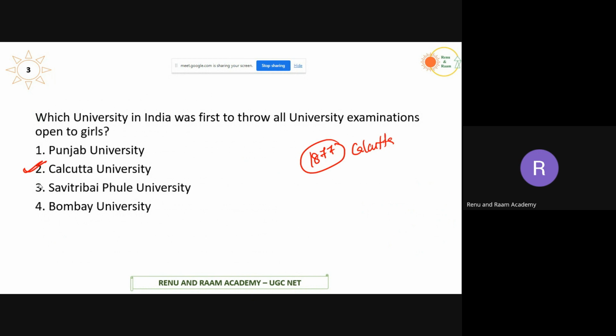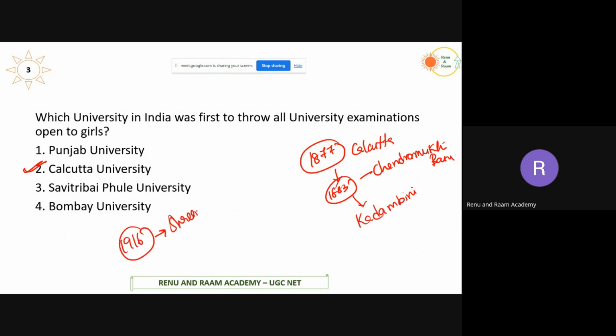And later on, in 1883, once the Calcutta University opened, two women, one is Chandramukhi Basu, and the other one, you might have known about her, Kadambini Basu. These both are the first girls who became the first women graduates in India, from University of Calcutta. The first women's university which was opened in India was in 1916. The women's university is known as Shreemati Nathibai Damodar Thackersey University. So this was the first women's university which was created in India.